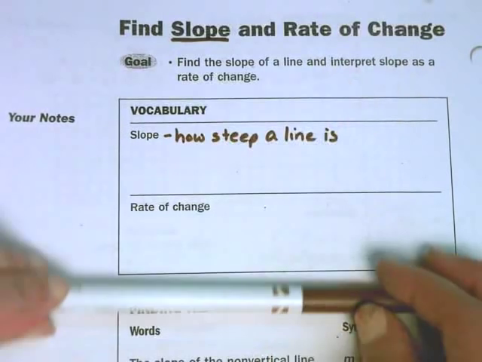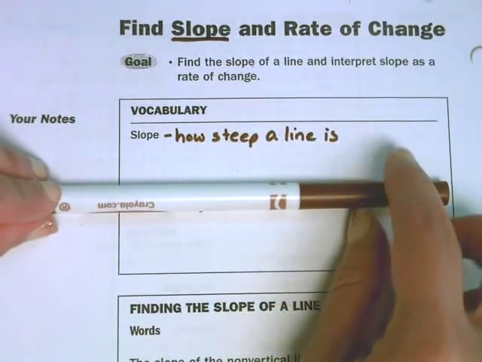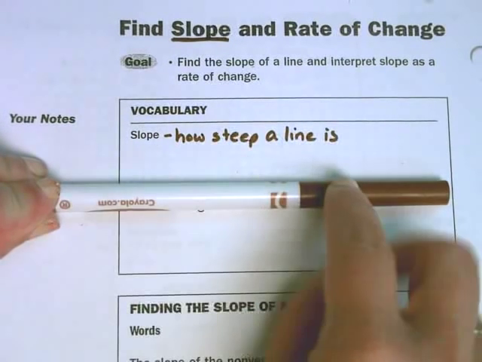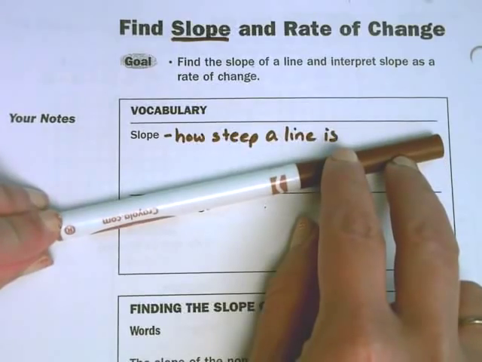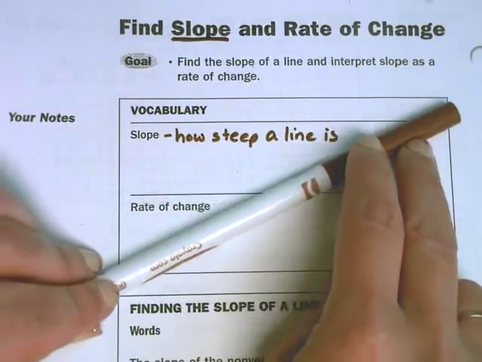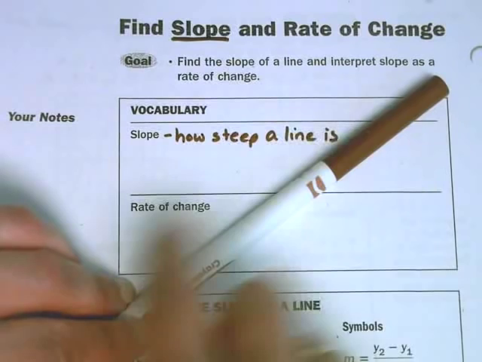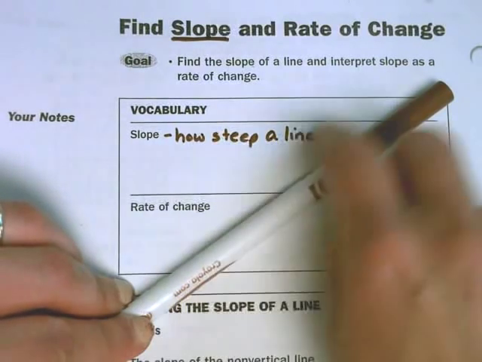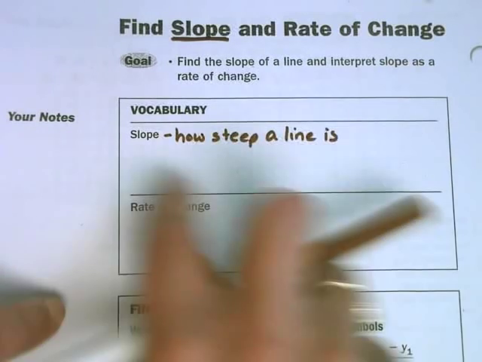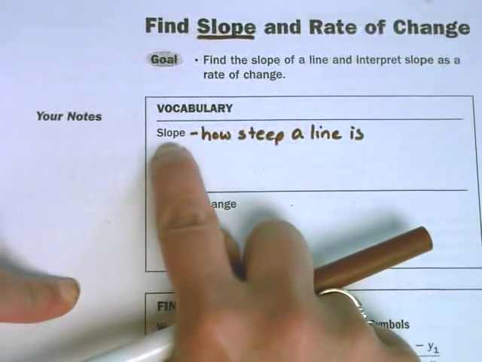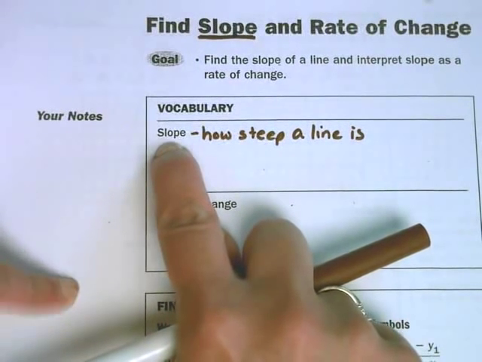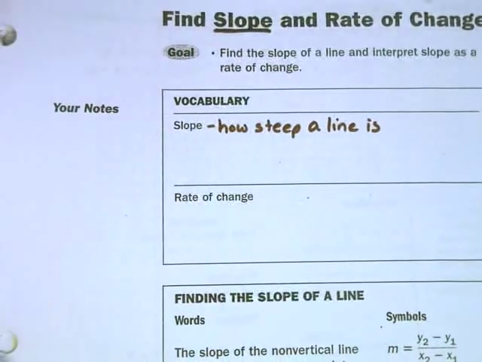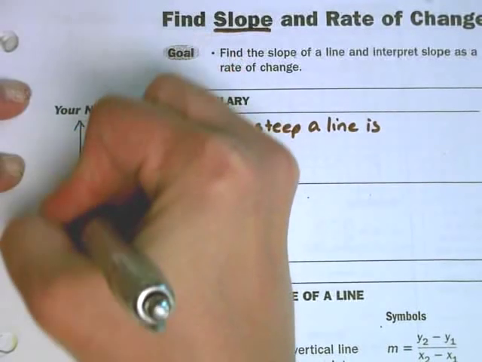If you've got a driveway, does anybody have just a flat driveway? A flat driveway would be zero slope. It's not very steep, but maybe your driveway gets a little bit steeper, or I think some of you guys have a pretty big incline driveway, a really steep driveway that's hard to get up there in the Michigan ice. That would be super steep. So how steep a line is, is slope, and it's actually a number. We use a number to show how steep something is. So here's how we would actually find the number, give it a value for how steep it is.